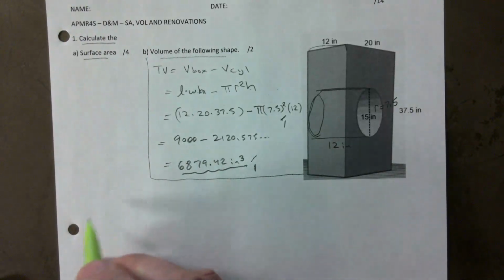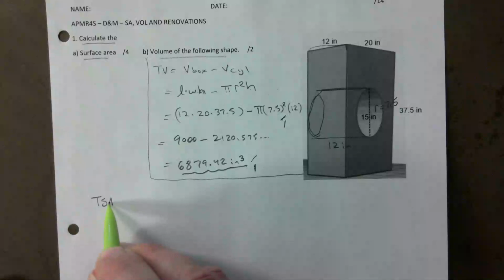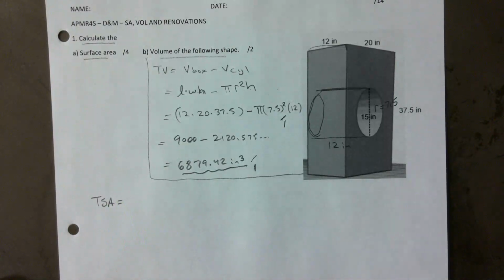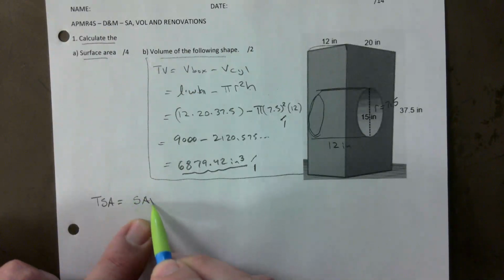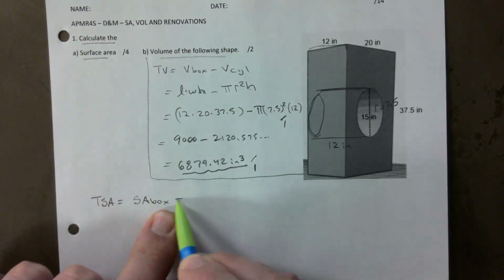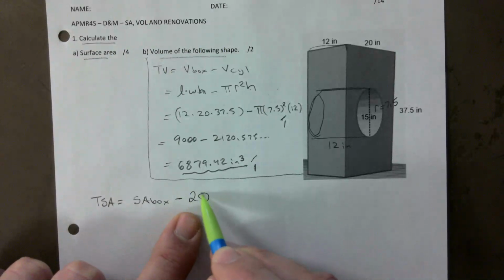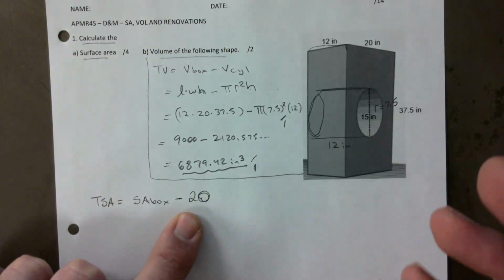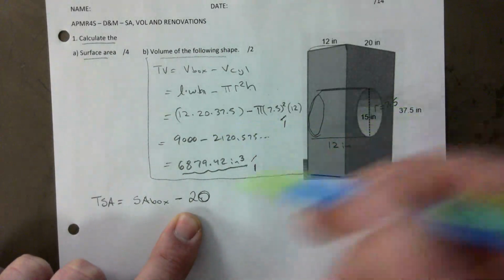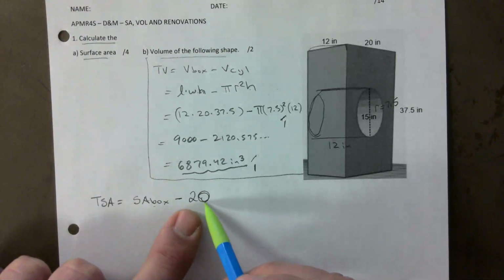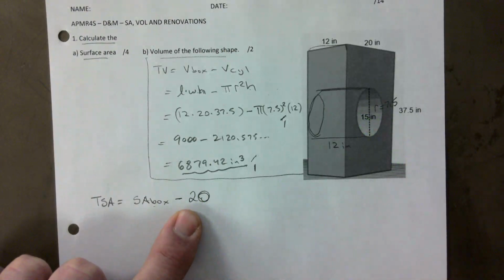Surface area. This one is tricky. Well, I at least think. I would go surface area of the box minus 2 circles, because remember, these circles are not there. Like somebody drilled through, and so if you do the whole box without saying I've got to get rid of the circles, you're double counting.